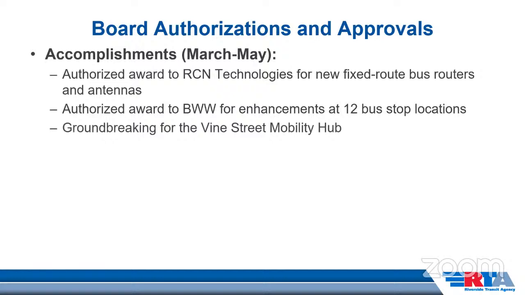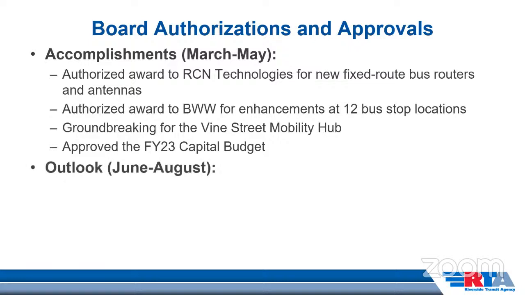The board participated in the groundbreaking for the Vine Street Mobility Hub in April. This was a monumental occasion, many years in the making, kicking off ultimately what will become a very important hub to this agency's future service delivery plans in the greater Riverside area. And just last week, the board approved the FY23 capital budget. Approving the capital budget is one of the main functions of the board. It really lays the foundation for everything this agency does in terms of major capital projects.